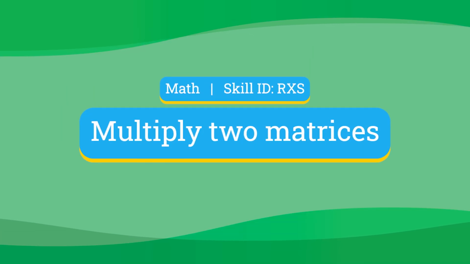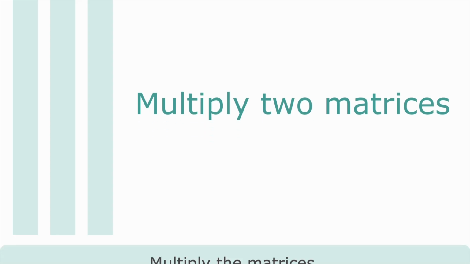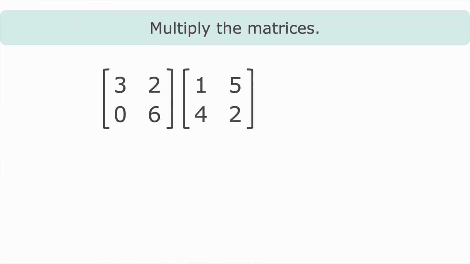Let's practice multiplying two matrices. Here's our first example. This first matrix is 2 by 2, and this second matrix is also 2 by 2. What will the product matrix look like?